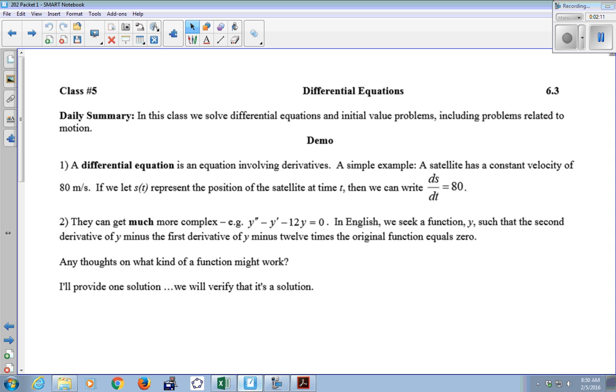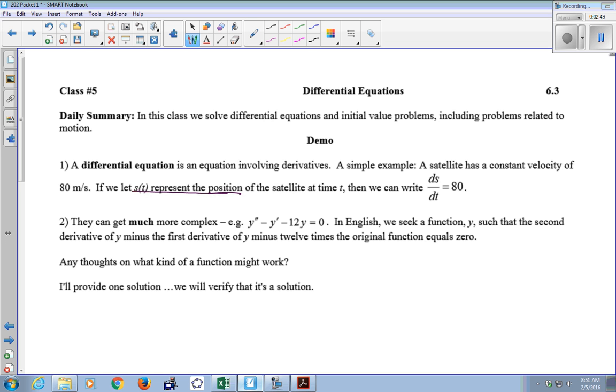A simple example: a satellite that has a constant velocity of 80 meters per second. If we let S of t represent the position of the satellite, right? S of t is position, then ds/dt would be what? What's the derivative of position? Velocity, yep. So I could write ds/dt = 80. The rate of change of position is 80 because we know that's the velocity. So it's a simple differential equation because there's a derivative in that equation.